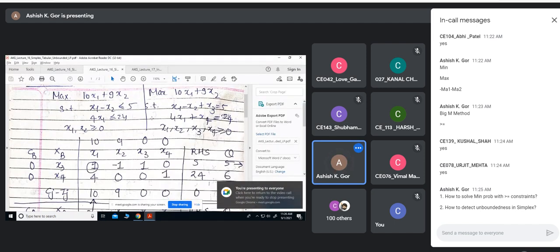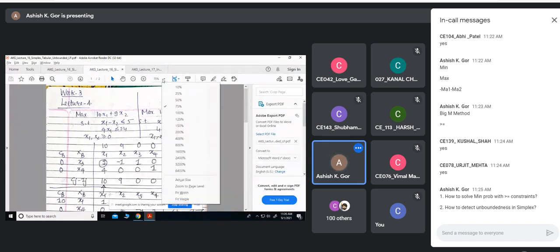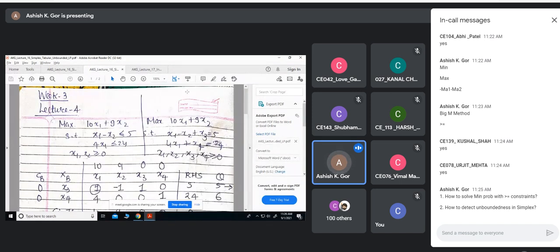For that, I am taking an unbounded problem purposefully so that you can understand. Let me first tell you that it is indeed unbounded, so that it is easier for you to understand. The problem is simple: maximize 10x1 plus 9x2. Constraints are also simple, less than equal to. x1 minus x2 less than equal to 5, 4x1 less than equal to 24. You can also write x1 less than equal to 6 in place of this.